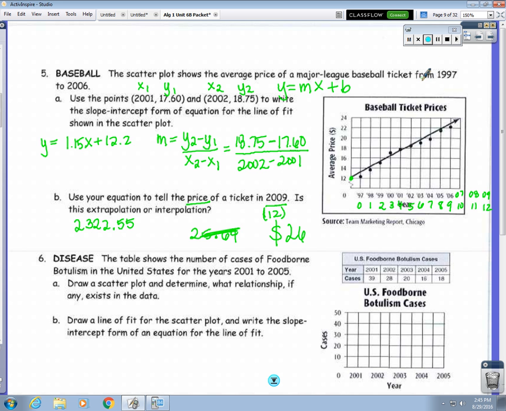Your homework is 6 and 7. I will be coming around to check it tomorrow, so make sure you finish 6 A and B and 7 A, B, and C.